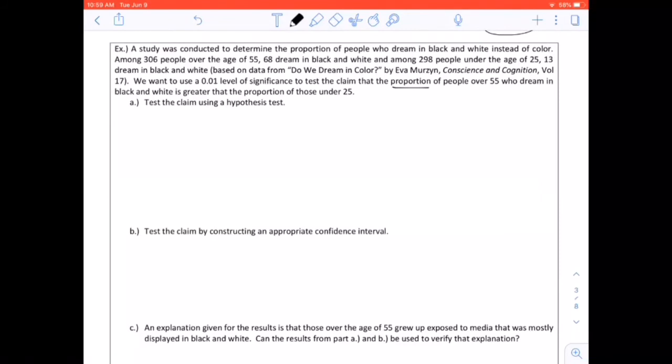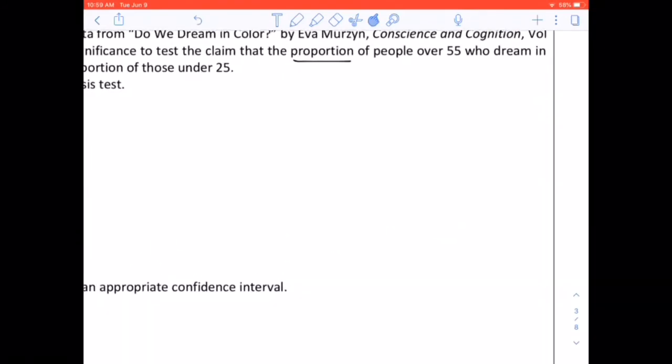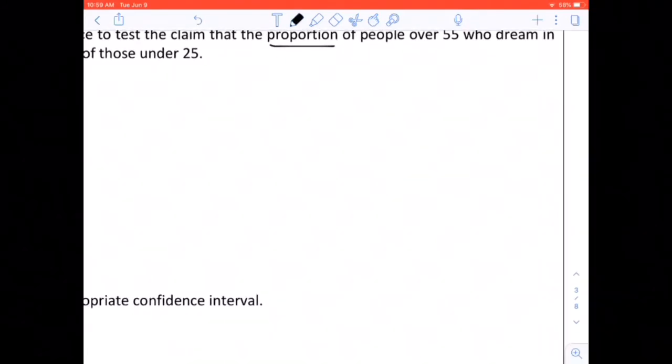So we're going to make a table to organize our numbers just so we don't make a mistake with entering them in. So let's go ahead and do that first, and then we'll write down our null and our alternative. So the first thing is we have two groups, like we said. And we're going to call group 1, I'll say P1, is going to be over 55.